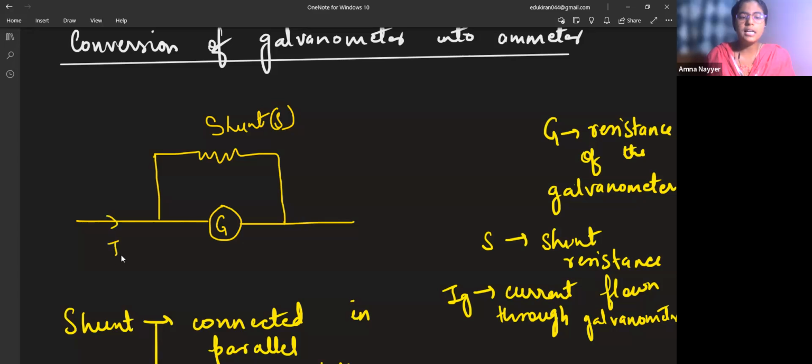Now suppose current I is flowing. So IG current will go in the galvanometer. If IG from I current has gone, how much is left?